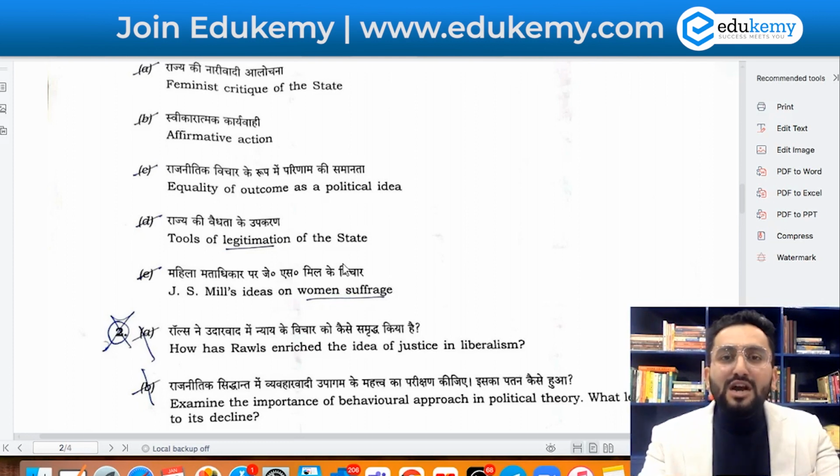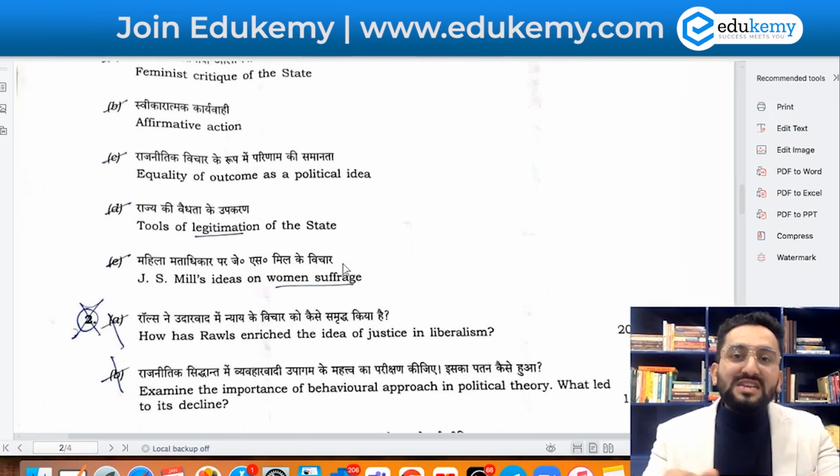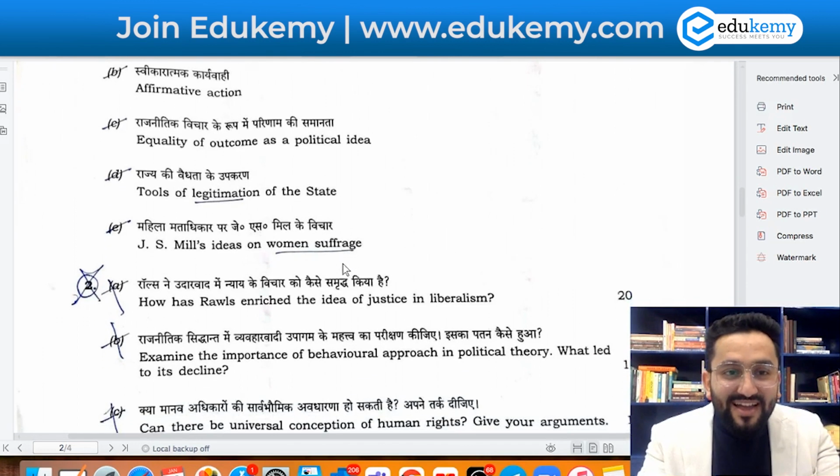So we are having a quick go-through of the paper as of now, and we're also going to discuss the detailed answer approach in subsequent videos. Now you have tools of legitimation of the state. Another direct question. Tools of legitimation of the state: how the state ensures legitimacy. So you have a specific topic, power and legitimacy.